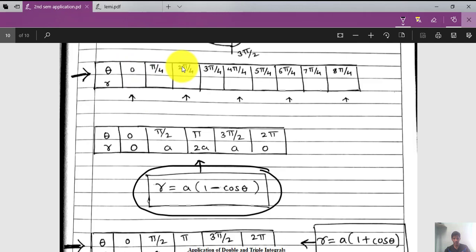So like 0, here it is pi by 2. Here I will take pi, here I will take 3 pi by 2, that is 270 degrees. Now what I'll do is, I will take only the standard angles. r is equal to a(1 - cos 0). So cos of 0 is what? If I substitute cos of 0 here, it turns out to be 1. So 1 minus 1 turns out to be 0. So here my value for this is 0.